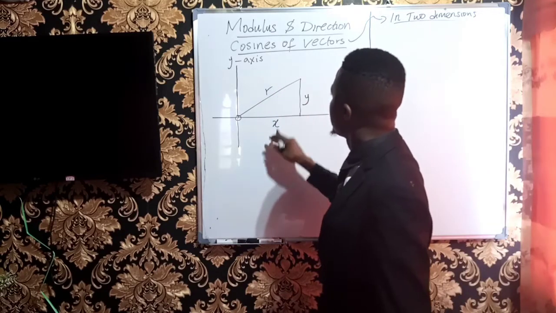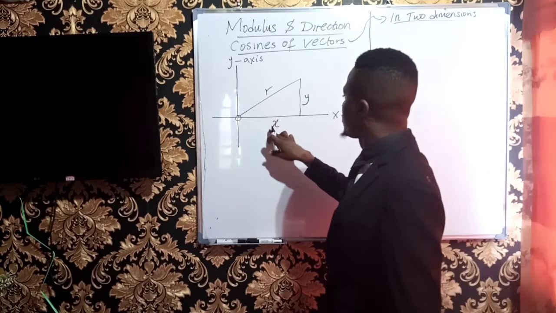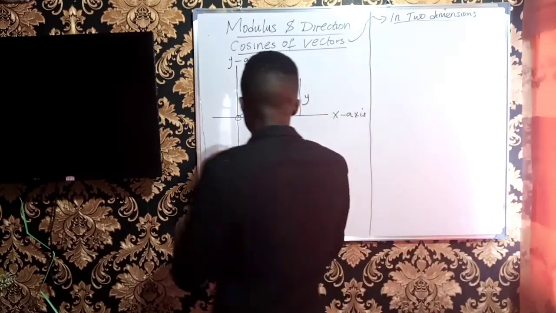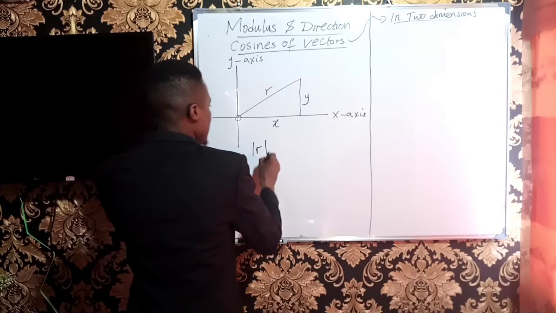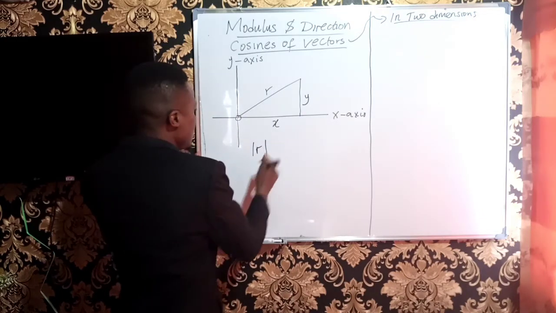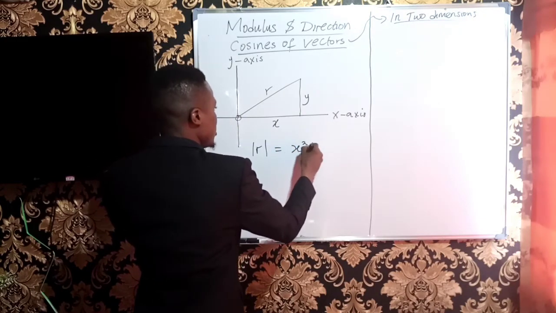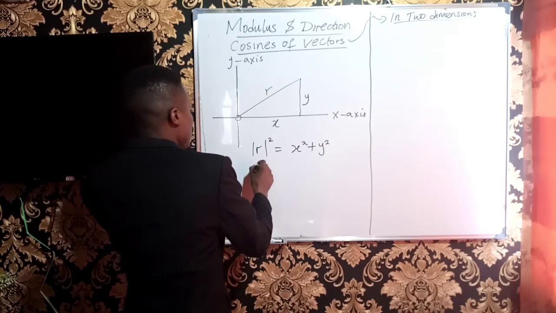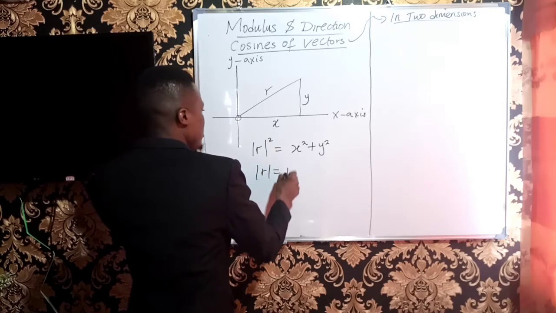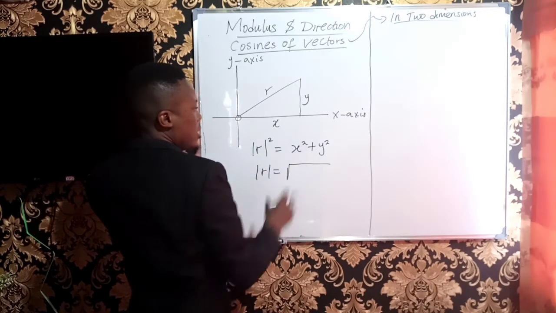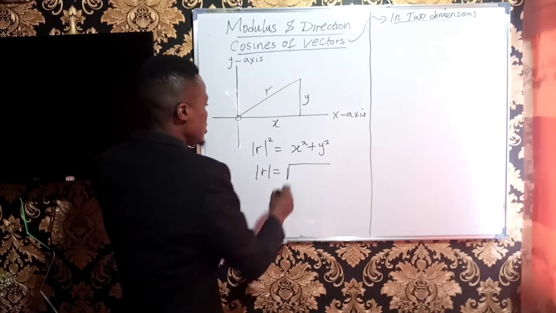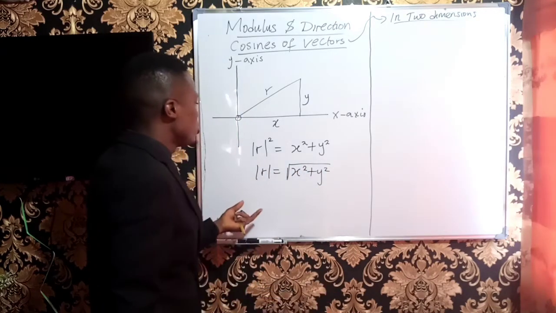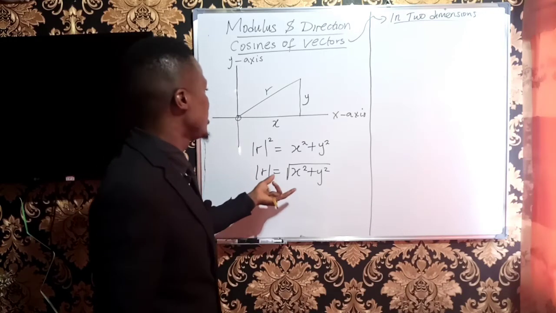So the magnitude of this vector is the sum of squares of these two vectors, according to Pythagoras theorem. So the modulus of r, this is how you write it: modulus of r squared is equivalent to x squared plus y squared. Now, modulus of r staying alone will be equal to the square root when you take the square root of both sides, of x squared plus y squared. So this is the formula we use in getting the modulus of a vector.